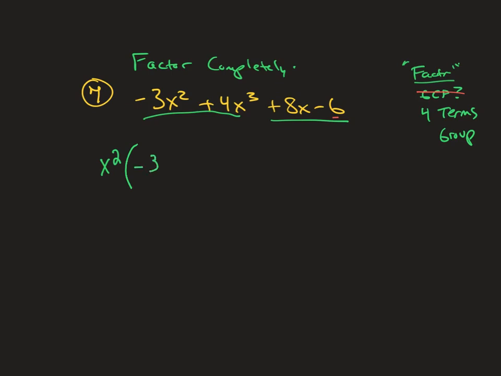If you take x squared out of the first term, you're left with negative 3. If you take x squared out of the second term, you're still left with positive 4. And since we only took out 2 x's, there's 1 left. With the third and the fourth terms, we're grouping those, and hopefully you notice there is something that we can take out. 2, positive 2. And then write what's left when you take that 2 out. When you take 2 out of 8x, you're left with 4 and the x. If you take 2 out of negative 6, you're left with negative 3.